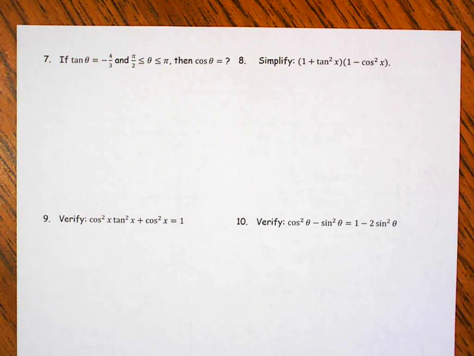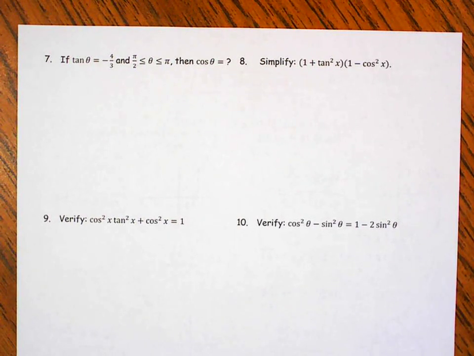We've done a lot of these, so I'm actually going to skip number 7. Let's just move on to number 8. We're going to simplify. So we're at a point now where we're going to need to use our trig identities.